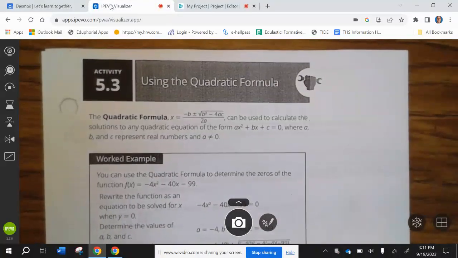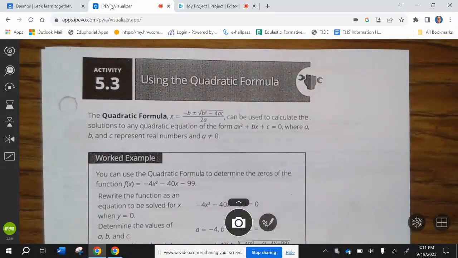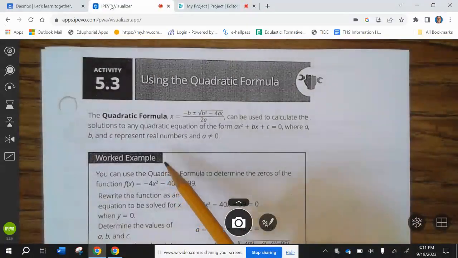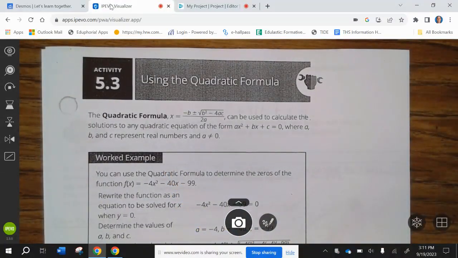5.3 using the quadratic formula. The quadratic formula x equals negative b plus or minus the square root of b squared minus 4ac, all divided by 2a, can be used to calculate the solutions to any quadratic equation of the form ax squared plus bx plus c equals 0, where a, b, and c represent numbers, and a does not equal 0. You're welcome to work on the worked example or look through it.